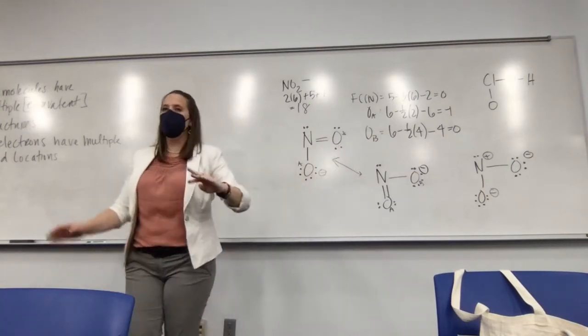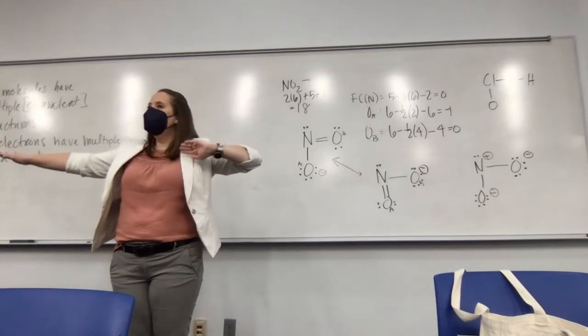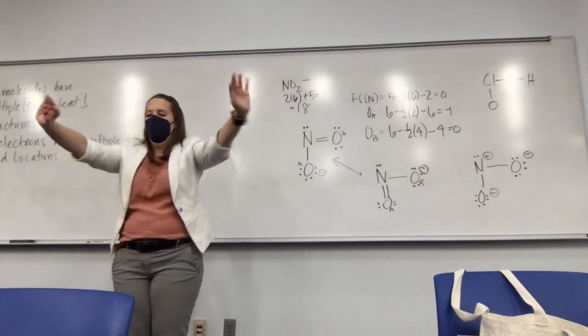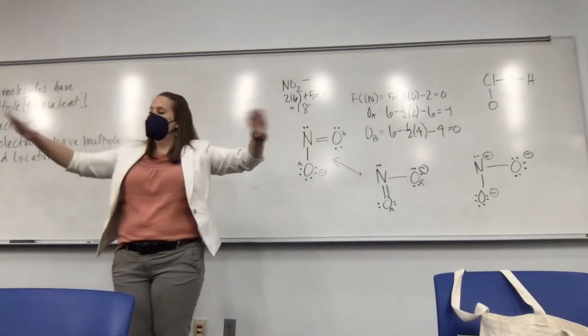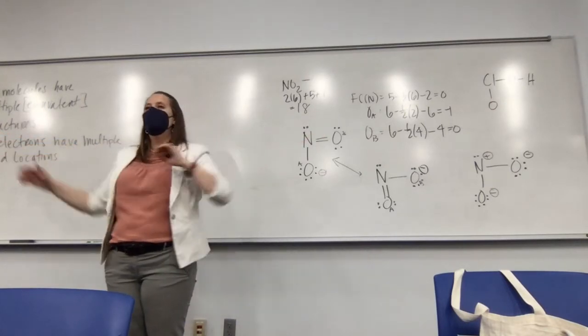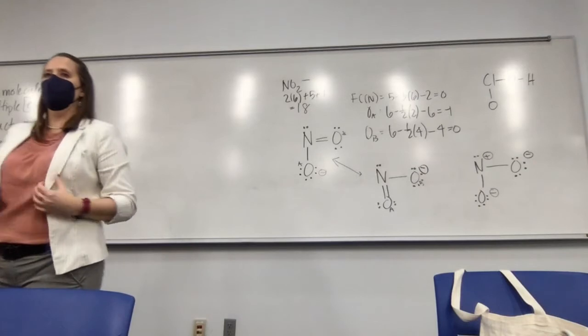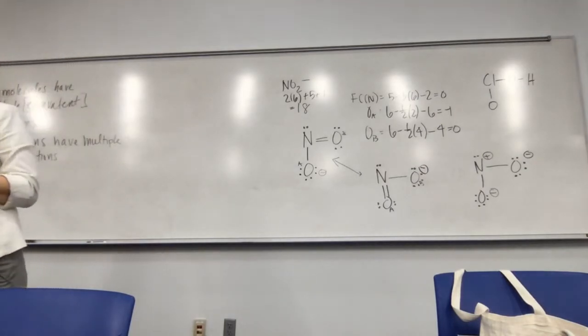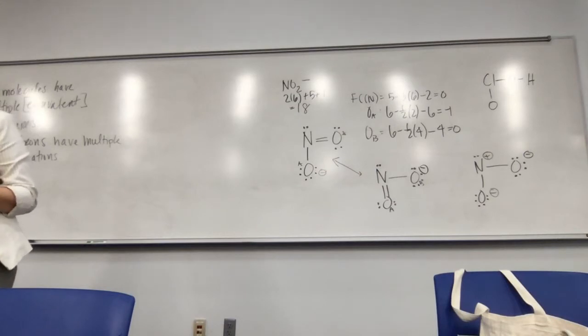So we have long bond, short bond, and they move back and forth. So single bonds are longer than double bonds. The reason single bonds are longer is due to the change in electron density.